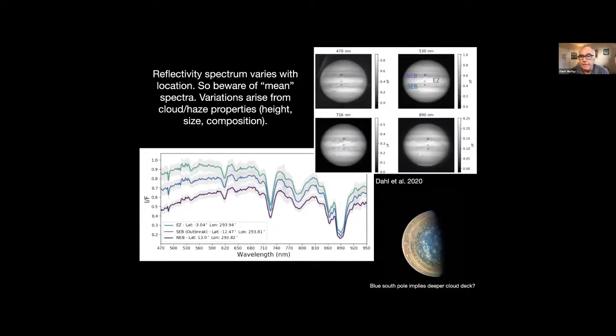What's very exciting from Juno, from the south polar views from Juno, is how blue Jupiter's south pole is, which means to me there's a lot more Rayleigh scattering from a deeper cloud deck. But unfortunately, Juno didn't carry a spectrometer with it, so we don't have something like this for Jupiter's south pole.